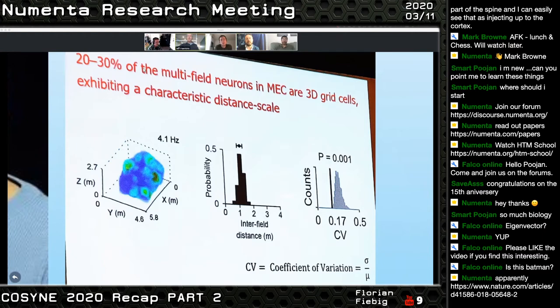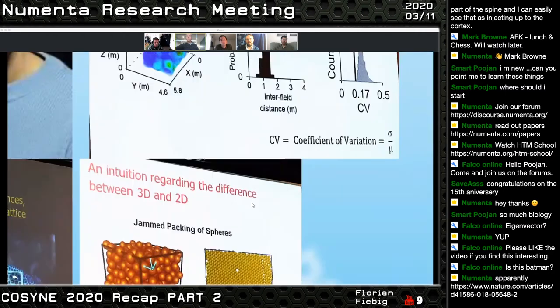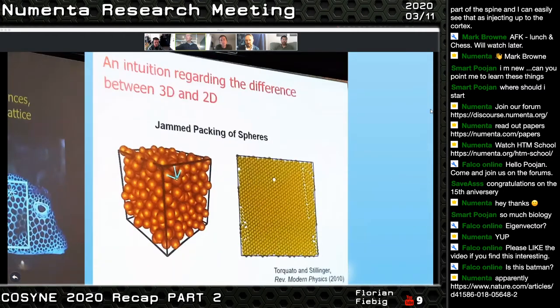Okay. So 20 to 30% of the multi-field neurons in MEC are 3D grid cells. Are what we would call grid cells. And if you go back to the next picture, the one you just showed a moment ago, the gold balls or whatever, they're pretty well packed in there. You're saying they're just not perfectly packed. Is that the idea? Yeah.